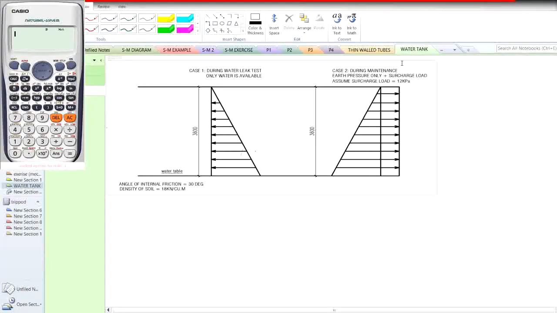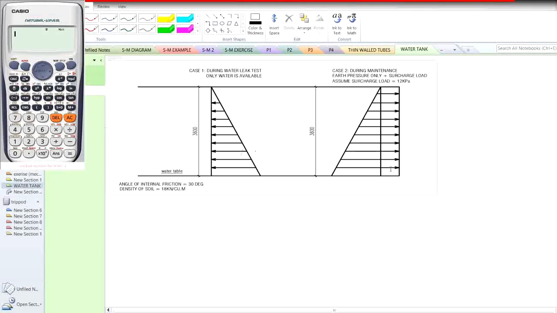Now at this point, I want you to focus on these two diagrams here, because later on we're going to be computing for the maximum pressure at the base for these two diagrams. For the first diagram, of course, it's a water pressure. It is represented by a triangular load, or a uniformly increasing load. Again, for this case, only water is going to be considered for the analysis.